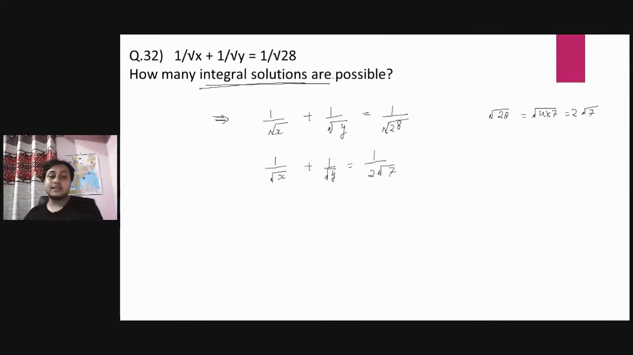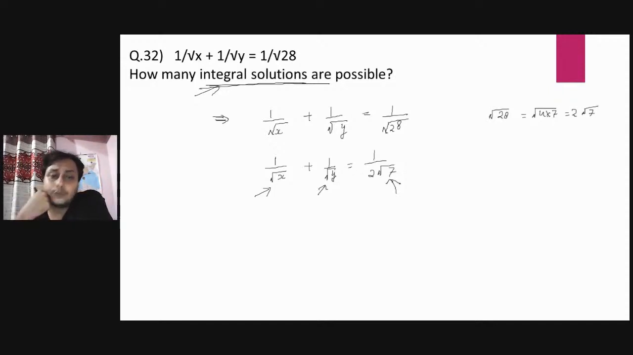As you can see, x and y are under roots, and on the right side there is root 7. So guys, you need an integral solution. For an integral solution, you must remove this root x, root y, and you must remove this root 7, because if root 7 remains on the right side, integral solutions are not possible.